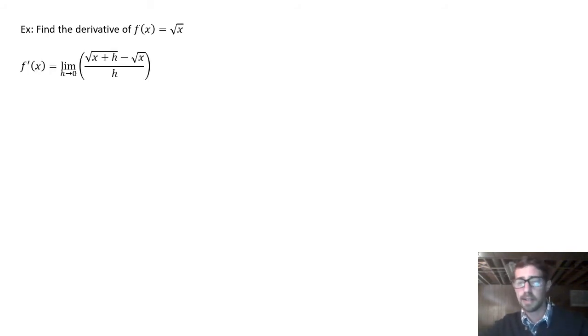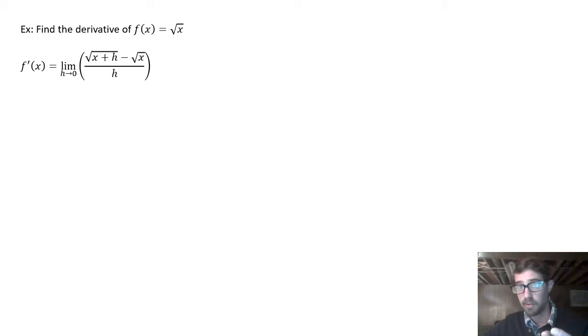So there it is. It's the limit as h goes to 0 of square root of x plus h minus square root of x over h. You should be getting pretty familiar with that definition by now. So this is different. Before we were expanding binomials, x plus h to a power. Now we have the square root of x plus h, so there's no expanding that. So the move is to conjugate.